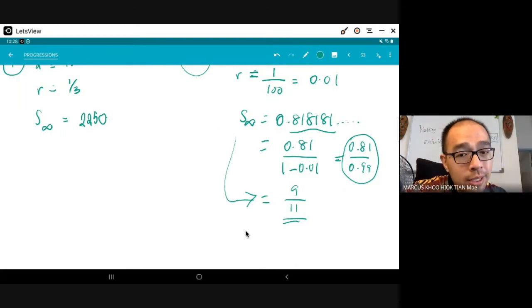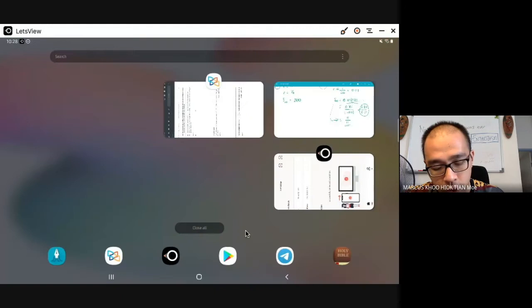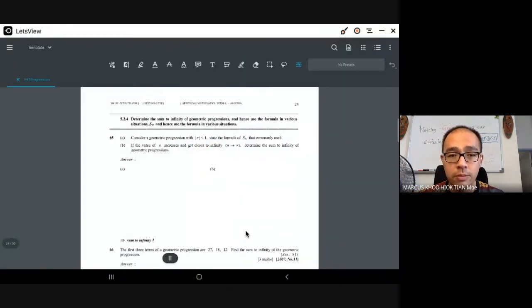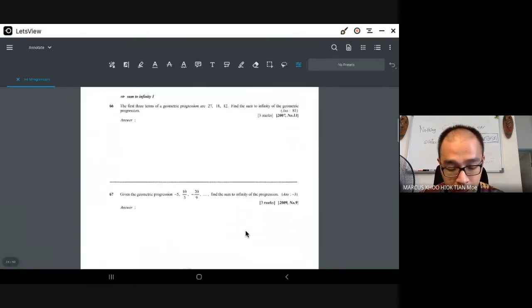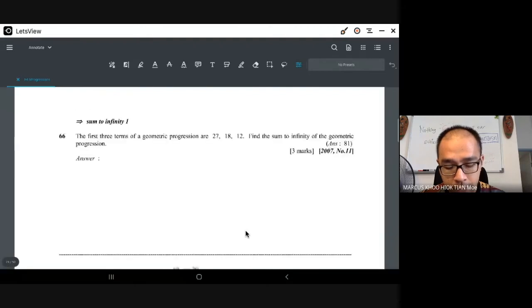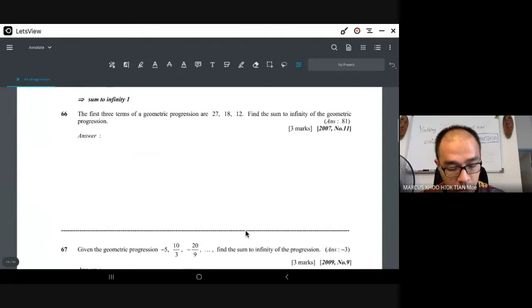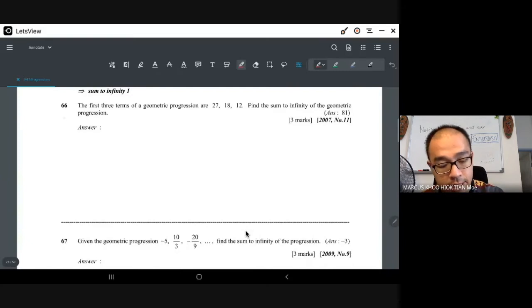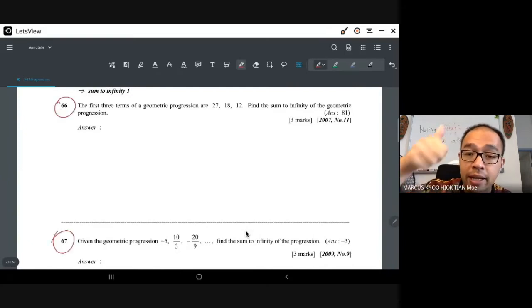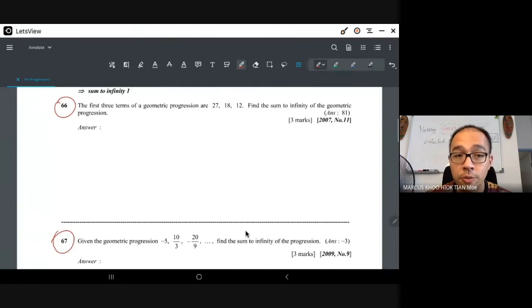Okay. So this brings me to a few questions in the module. There are a few questions that I want to answer in the module, but if you have your module, you can take it out. If not, you can just refer to this question. Same thing, I want you to do question number 66 and number 67 first. Identify the A, identify the R, and then calculate the geometric progression. See whether it's 81 and negative 3. Be very careful, guys. The R is the number in front divided by the number behind. Be very careful with this. Give this a try.